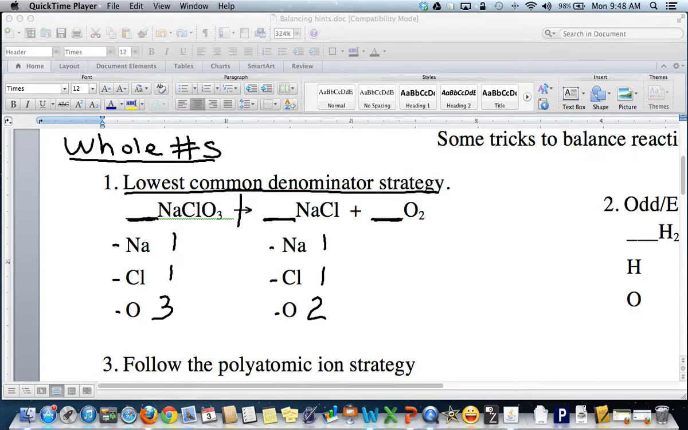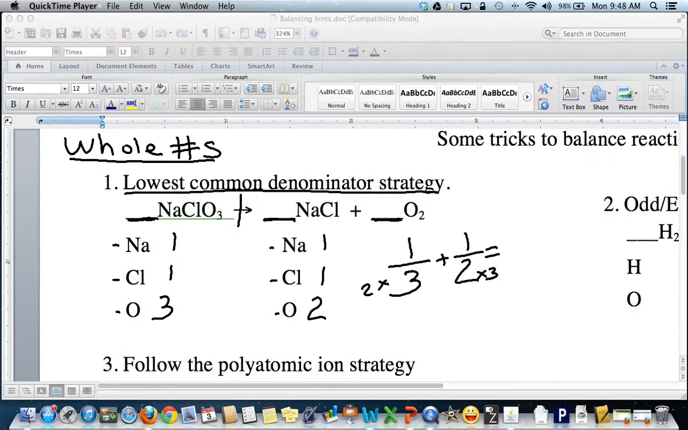Because if you're trying to balance a 2 with a 3, perhaps this comes to mind. If you were going to add these fractions, 1/3 and 1/2, what would you look for? Lowest common denominator, which is what? 6. And in order to get 6 over here, multiply by 2. In order to get 6 over here, multiply by 3.